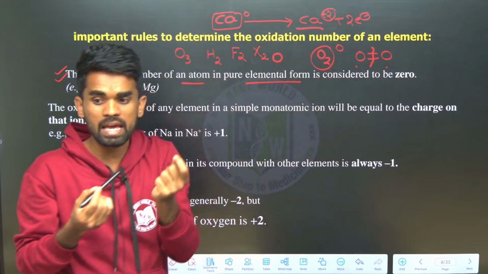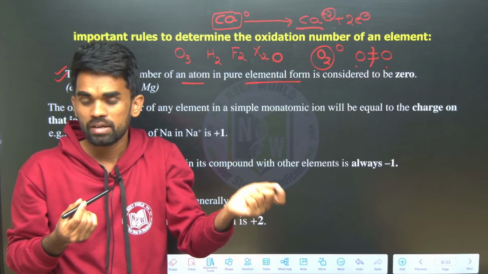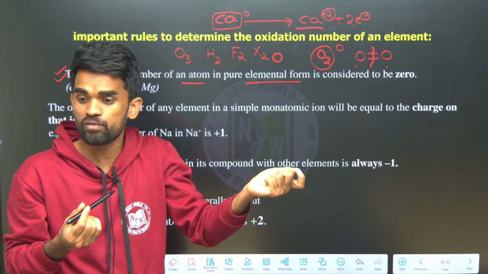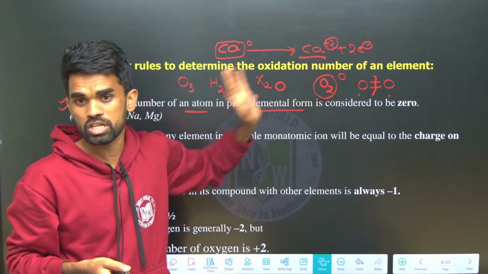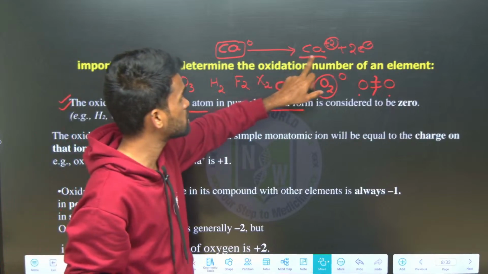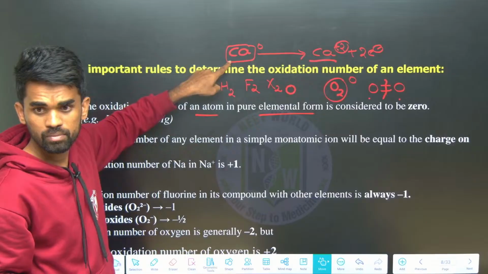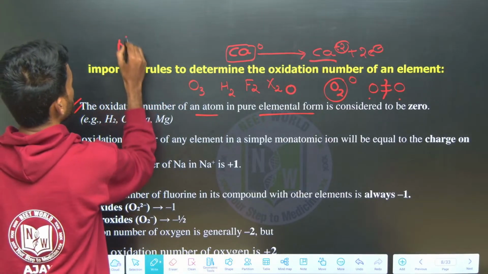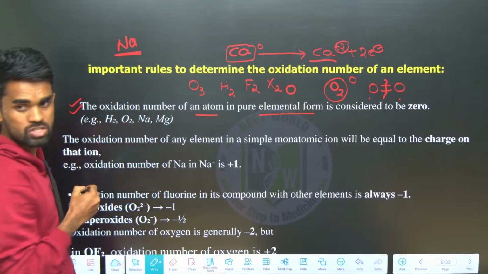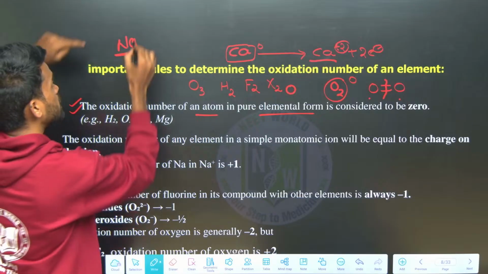So what am I saying? When an element exists in ionic form, whatever charge is present on that ion will be its oxidation state. So what is the oxidation state of calcium here? +2. In its elemental form, 0. For sodium also, how much charge are you seeing here? It is the pure atomic form of sodium, so here it is 0.